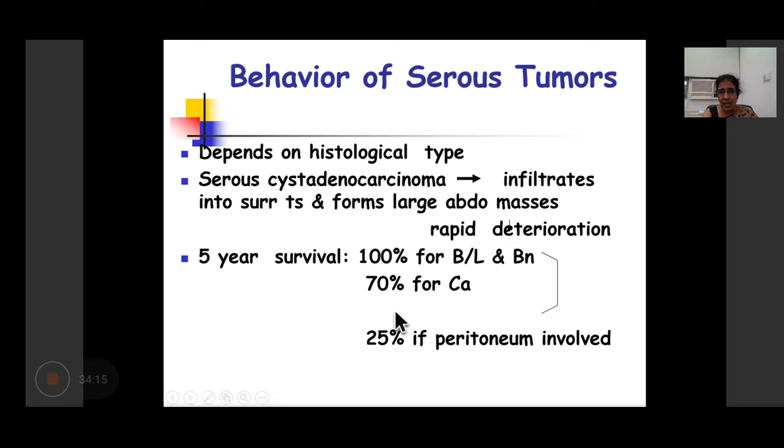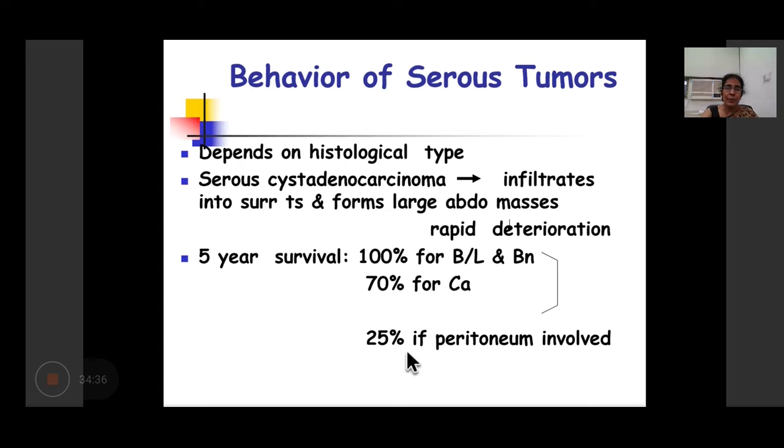As soon as the invasion occurs, it infiltrates into the surrounding tissue. It can form large abdominal masses. So there is rapid deterioration, and survival is 70% when there is carcinoma or invasion of the ovarian stroma. And if it has gone on to lead to ascites and peritoneal involvement, the 5-year survival decreases to 25%.